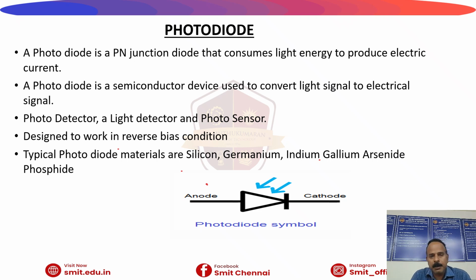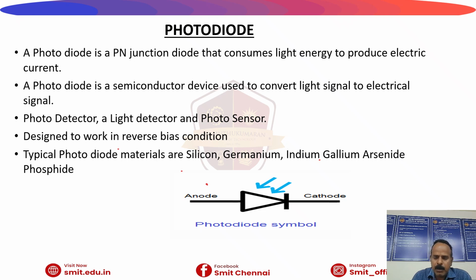What is the photodiode? Why it is needed? How it differs from the ordinary diode. These are the things that we are going to see. A photodiode is a special p-n junction diode that converts light energy into electric current. It is a semiconductor device specially designed to detect light and convert optical signals into electrical signals.